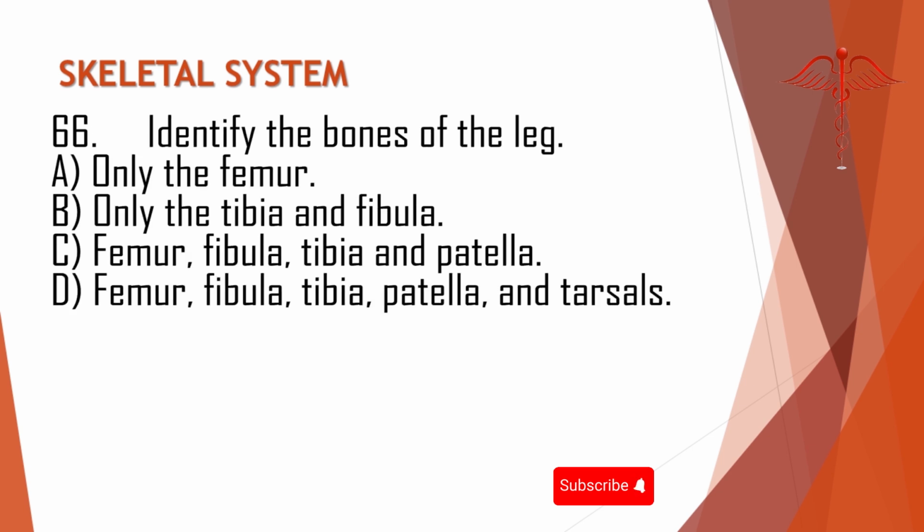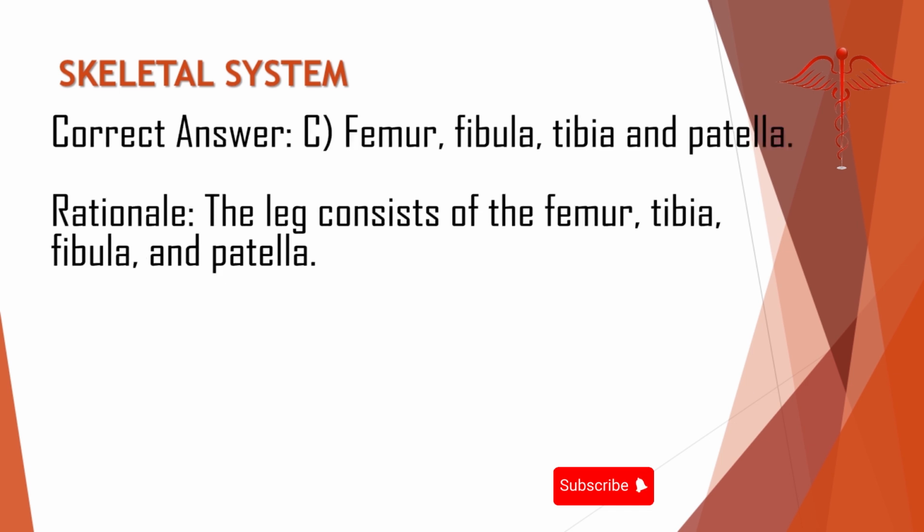66. Identify the bones of the leg. A. Only the femur, B. Only the tibia and fibula, C. Femur, fibula, tibia, and patella, D. Femur, fibula, tibia, patella, and tarsals. Correct answer: C. Femur, fibula, tibia, and patella. Rationale: the leg consists of the femur, tibia, fibula, and patella.